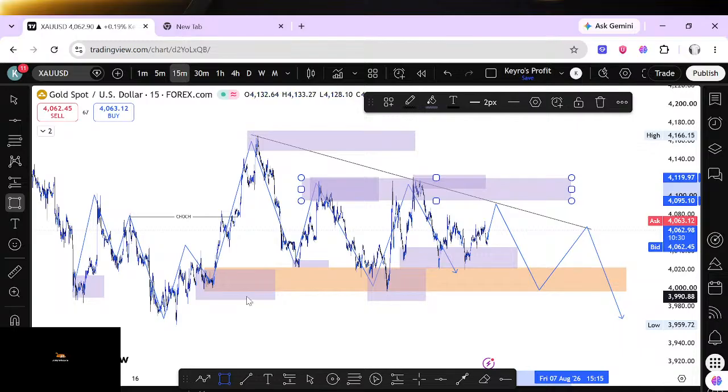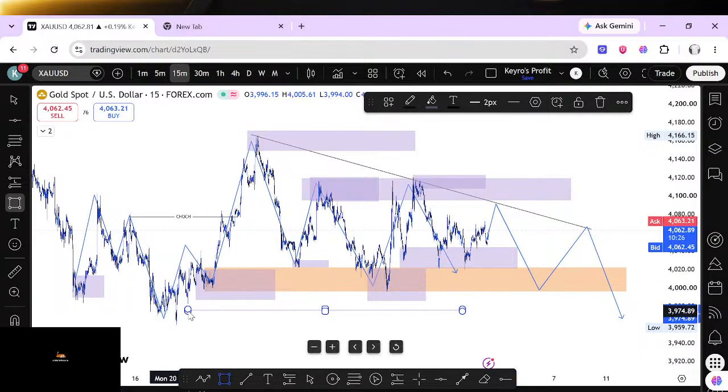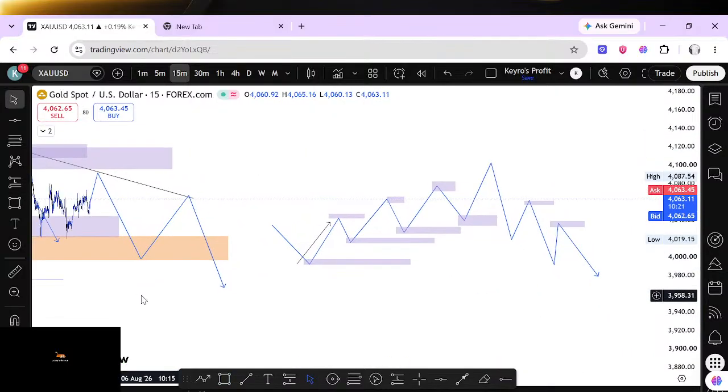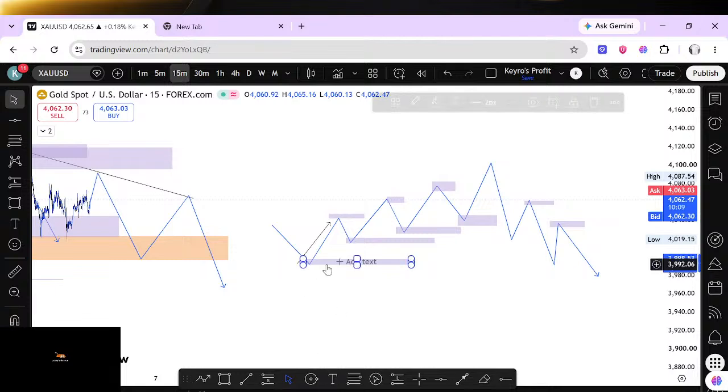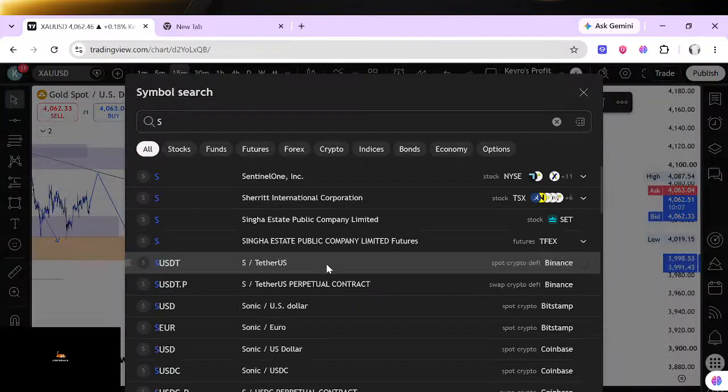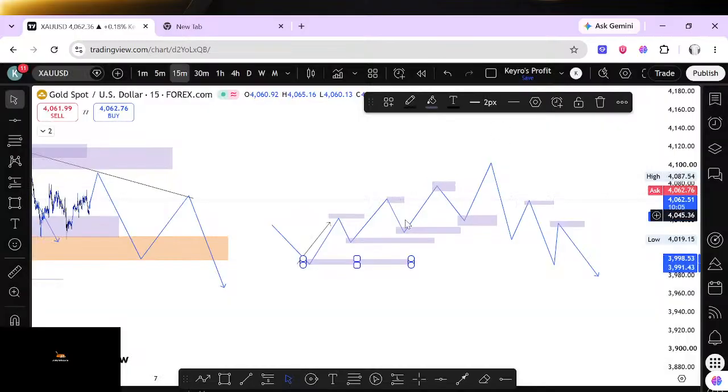Perfect. I hope that is understood, because from the illustration that I've given below here, you must understand the resistance. Let me just write it here. This is the support.